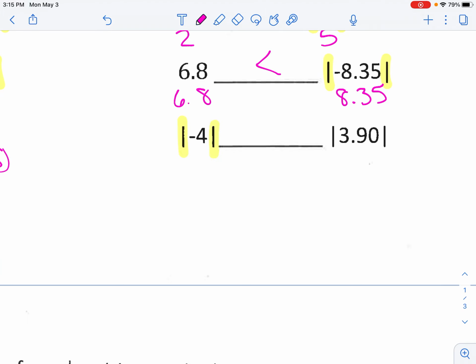The absolute value of -4 is 4, and the absolute value of 3 and 90/100 is 3 and 90/100. So 4 is always greater than 3, so that one's going to be greater than.